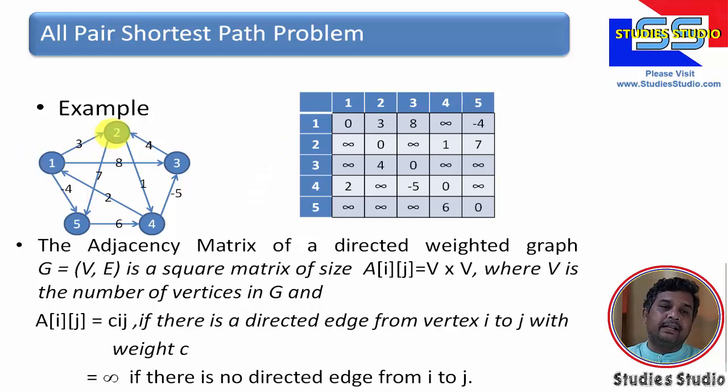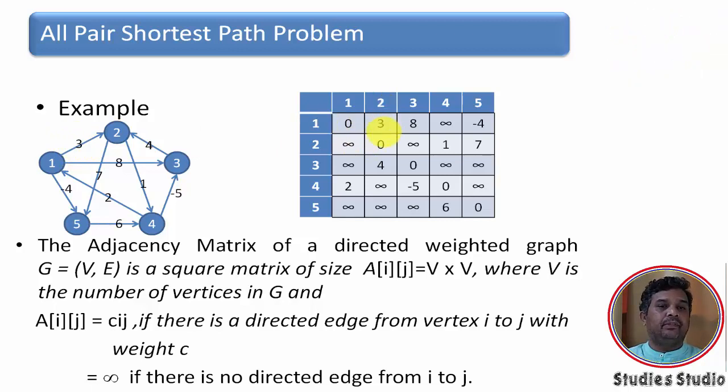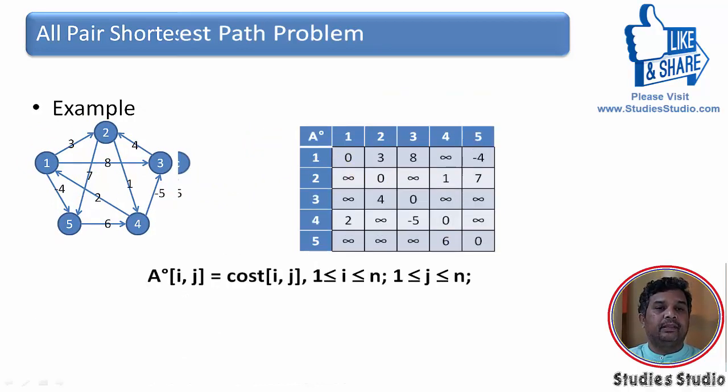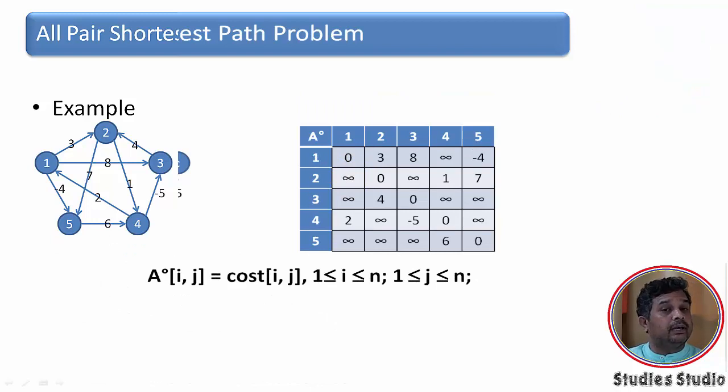From vertex 1 to vertex 2, there is a directed edge with value 3. So from 1 to 2, we have written 3. Similarly, all other edges we have also represented. And whenever there is no direct edge, we have written infinity. The first step is that the cost matrix, or the adjacency matrix that we got, we'll write as matrix A0.